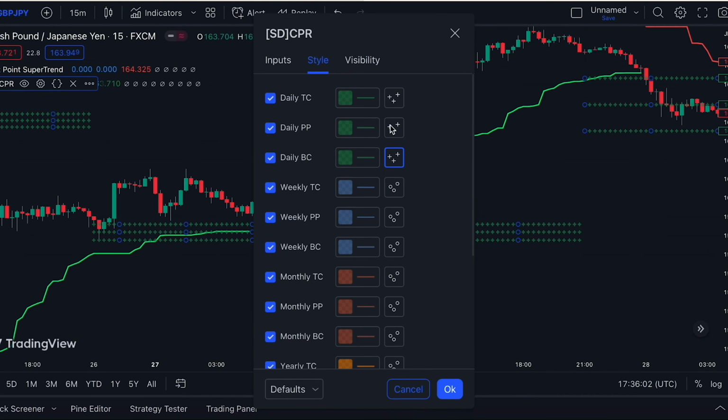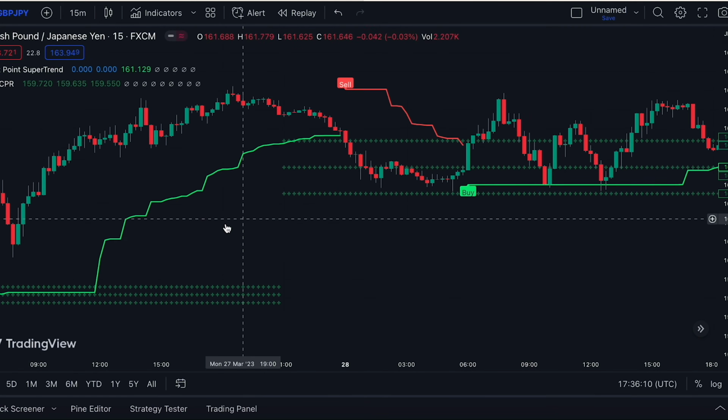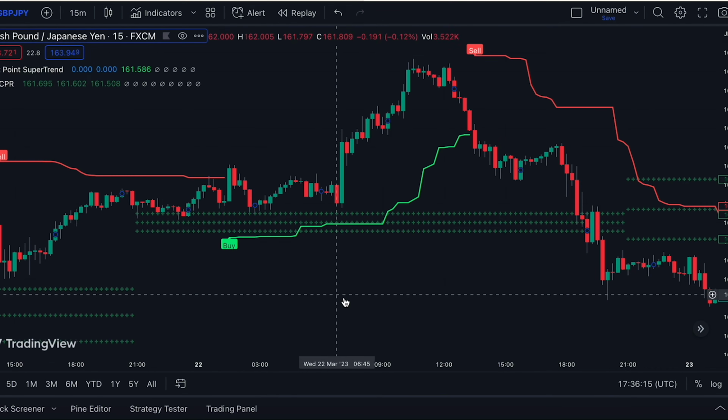However, before we can use the SD CPR indicator, we must make a few changes to its settings. In the Style tab, pick the Cross option, and in the Inputs tab, replace 7 with 100.